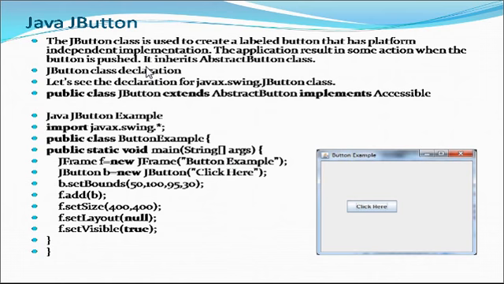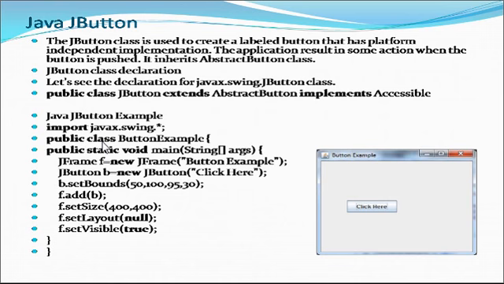The JButton class is used to create a labeled button that has a platform independent implementation. The application results in some action when the button is pushed. Here is the output of this code. There is a container, and this container holds a button. The button's label name is Click here, and these are the coordinates of the button: 50, 100, 95 and 30.